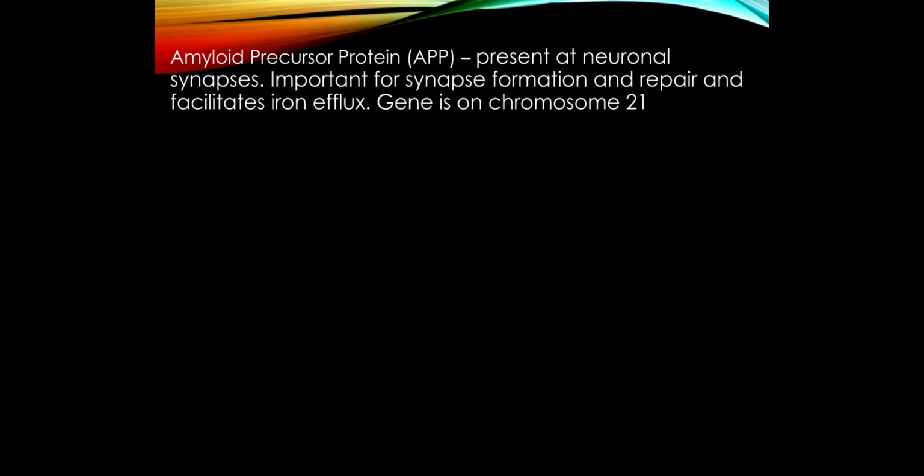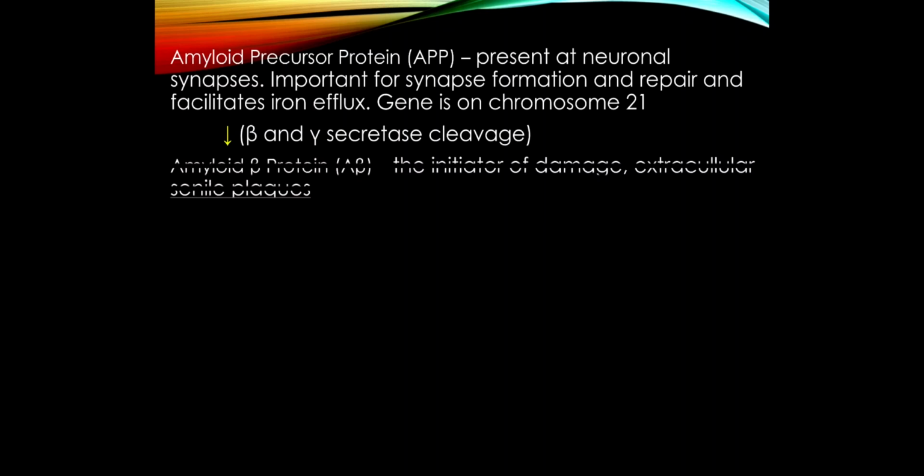So the amyloid precursor protein gene is on chromosome 21. Now there is an alpha secretase involved in normal processing of the amyloid precursor protein. And so the abnormal degradation involves the beta and gamma secretase cleavage. And I have a good picture to illustrate this here in a little bit. And so what can happen here is that we get a breakdown to this toxic form, the amyloid beta protein.